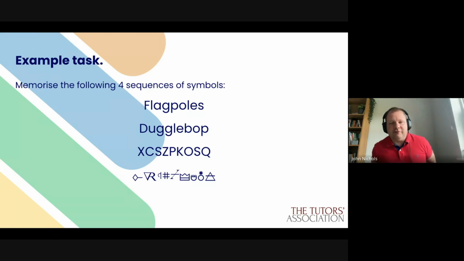So the first one is obviously a semantic idea, right? You know what a flagpole is, and you understand the idea of a plural, so you can go flagpoles. Yeah, lots and lots of flagpoles, right? Fine. Duggle-bop means nothing, but at least it's a coherent sound. So you can say it and then decode the sound of it to try and work out the letters, because you could do phonetics. And then we've got XCS, ZPK, OSQ. Right, now that doesn't make any coherent sound. It just seems like nonsense, but at least they're letters that you know.